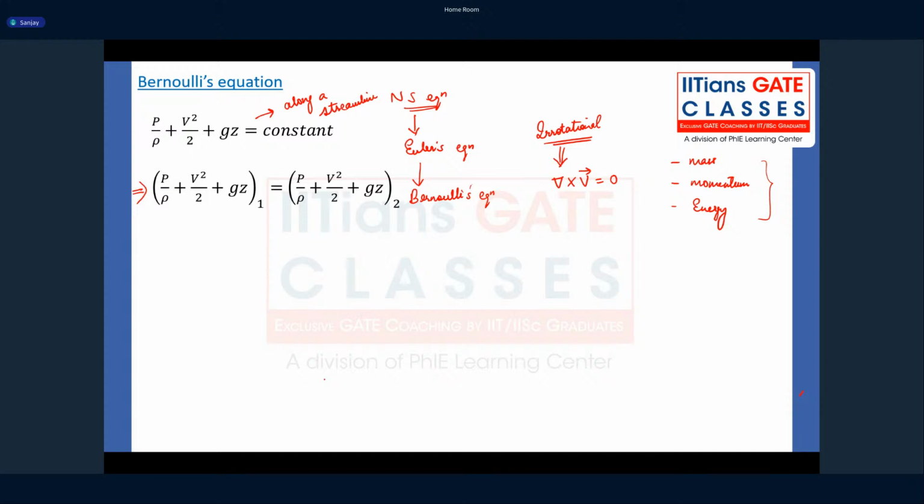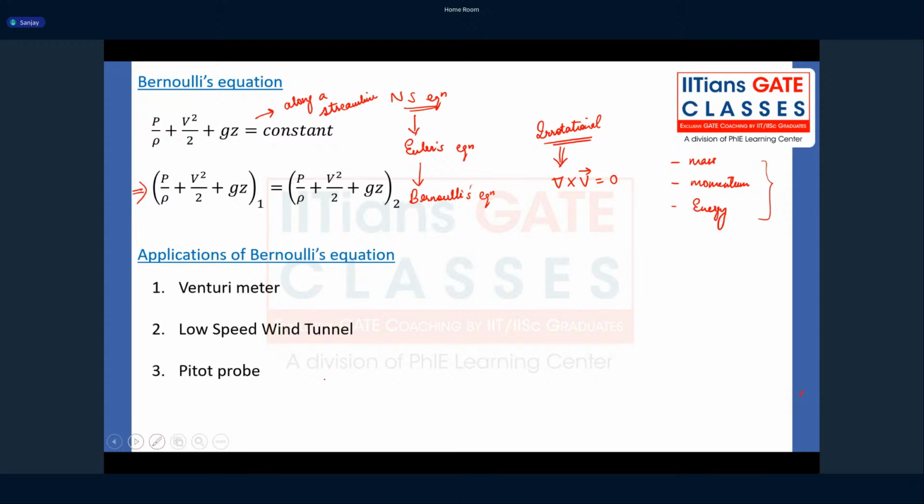Now, where is it used? What is the application of this? So there are various applications relevant to us. We have applications like Venturi meter, low speed wind tunnel, and pitot probe. So we will study these three major applications of Bernoulli's equation.